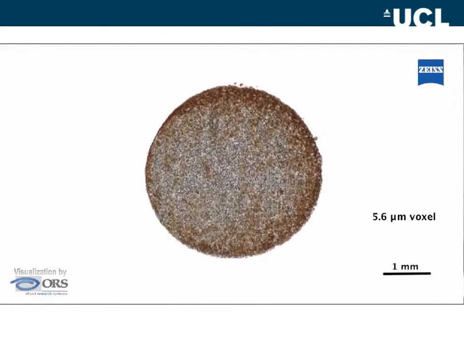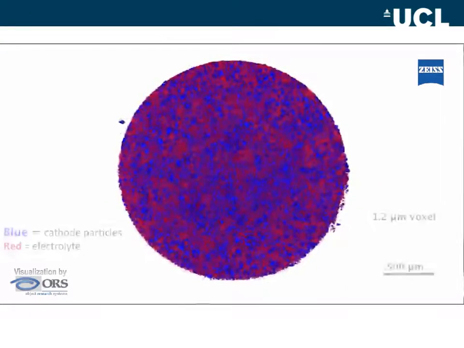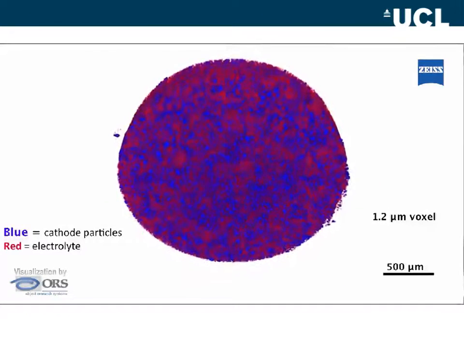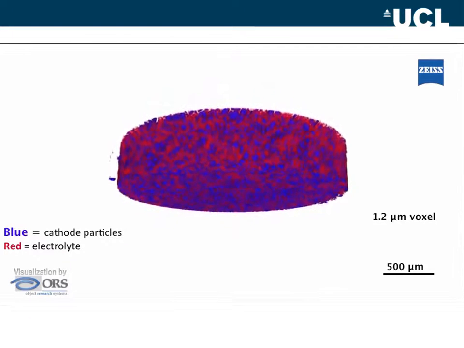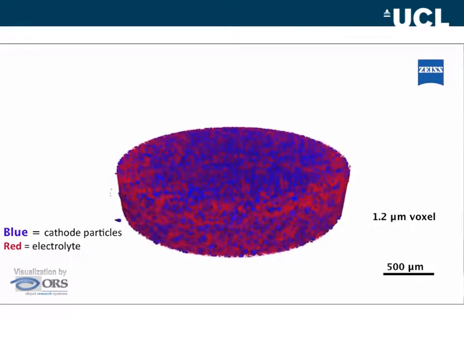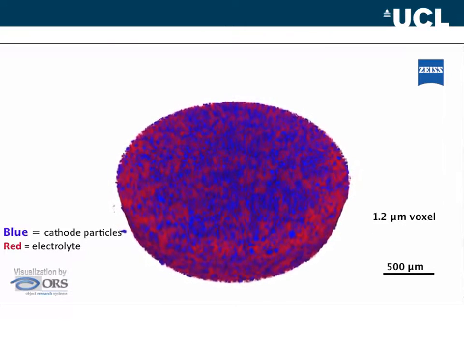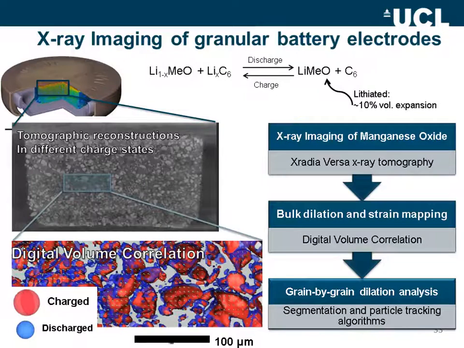So here's the electrode with a 5 micron voxel size, and soon the video will switch to the more detailed region of interest scan where we have a 1.2 micron voxel size. At this resolution, you can see the blue cathode particles and the electrolyte and get an indication of the significant detail that we can extract from these scans.